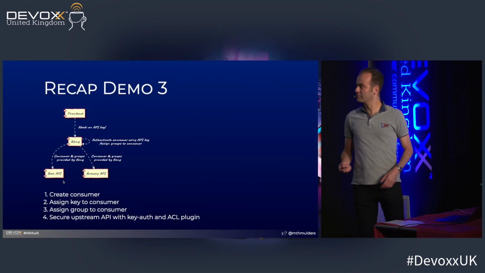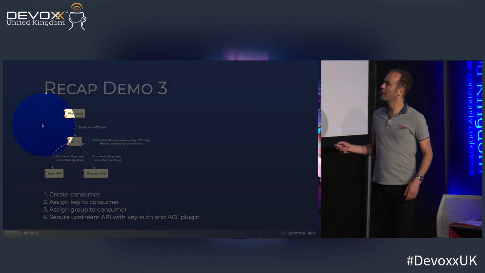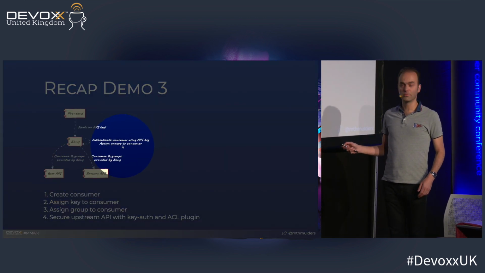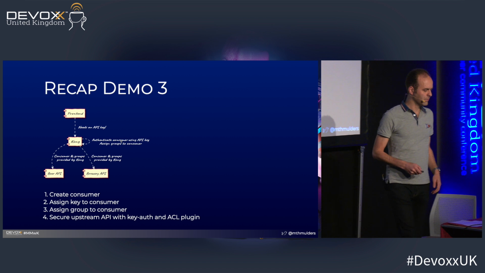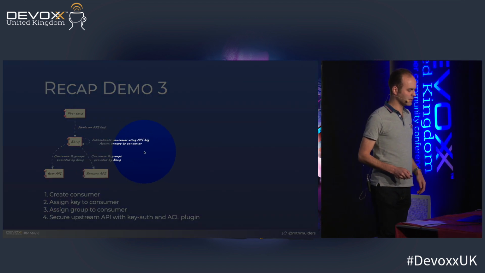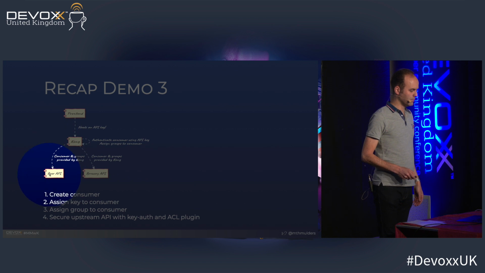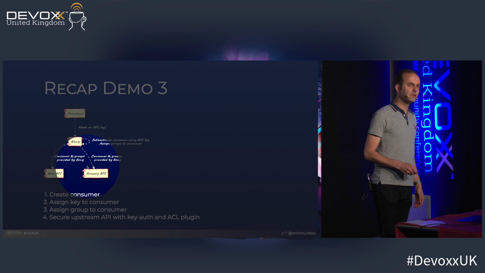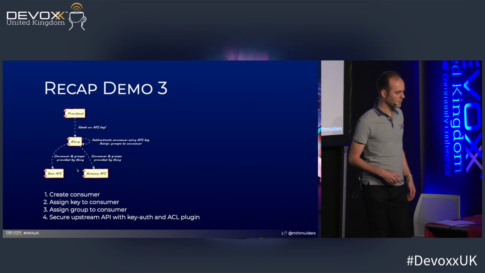So, what did we see? Kong will now try to authenticate the consumer, in this case using an API key. And then it will also assign a group to the consumer. In this case, it was API client. And it will then invoke the beer API or the brewery API with the consumer and the groups that it has determined to be applicable there.